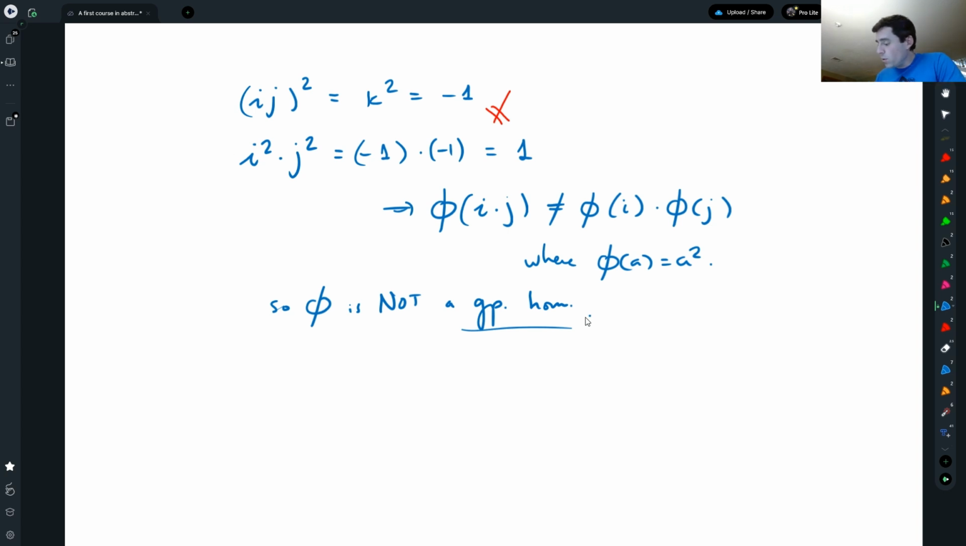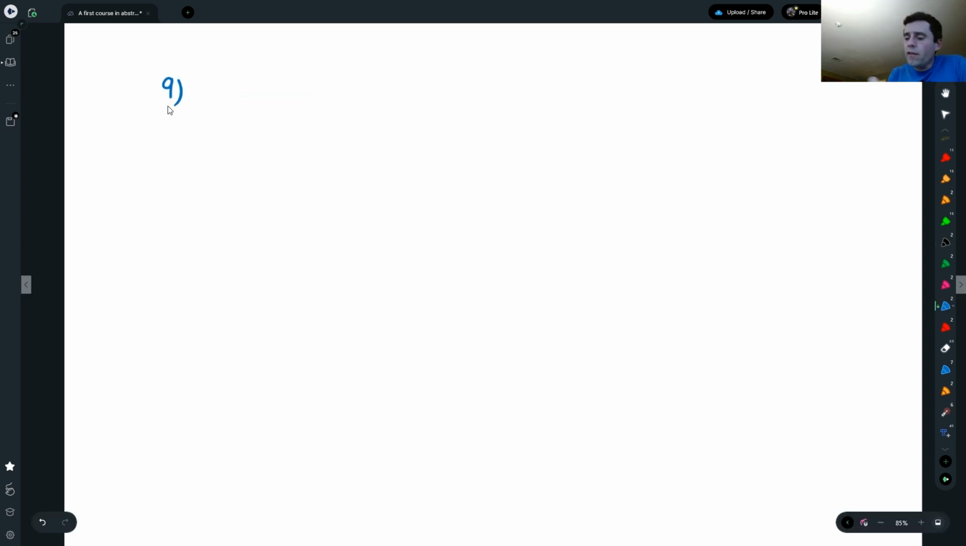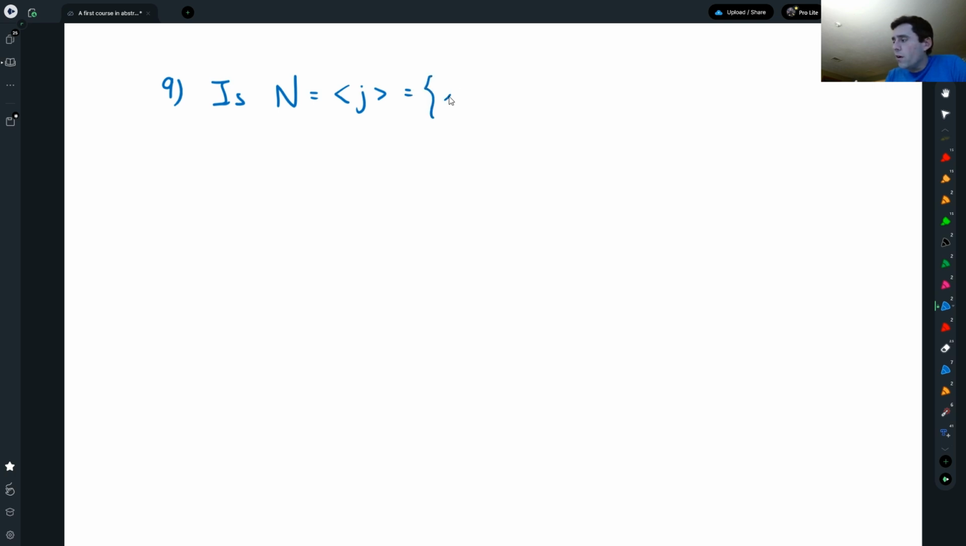Okay, the last example I want to do is the following. Let's finally see if there are other subgroups that are normal, and I'm going to test the following subgroup. Let N be the subgroup generated by j, which is, well, we have 1 and minus 1, and j and minus j are in that subgroup. This is a subgroup of Q8, and I want to know, is this normal in Q8?